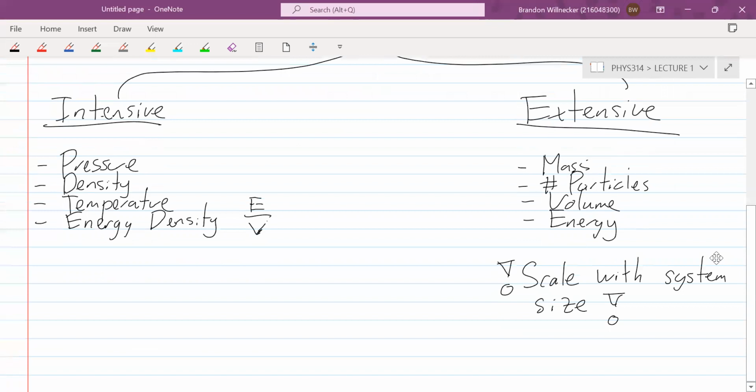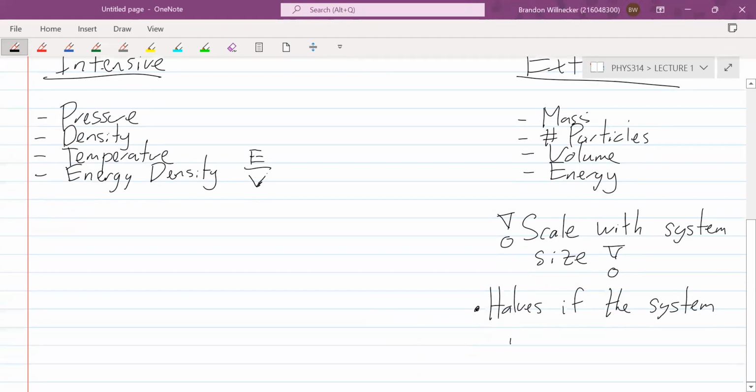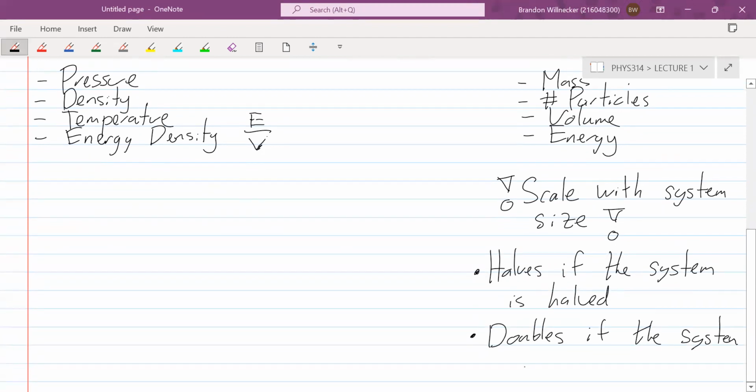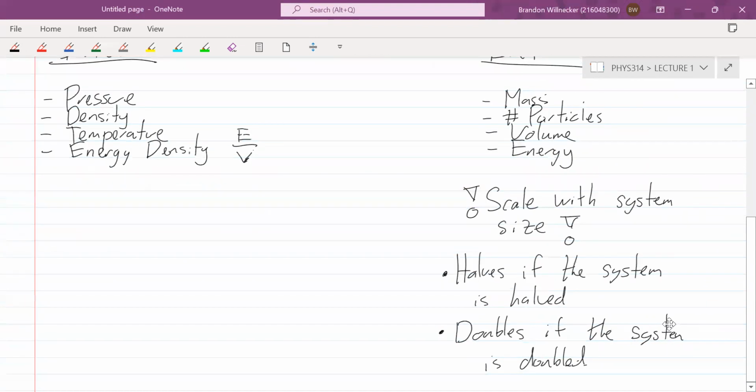Okay, so that's the way to identify extensive variables. If the variable does not scale with the system size, then we call it intensive. In other words, it halves if the system is half, and it doubles if the system is doubled. Okay, so you can think of it like that.